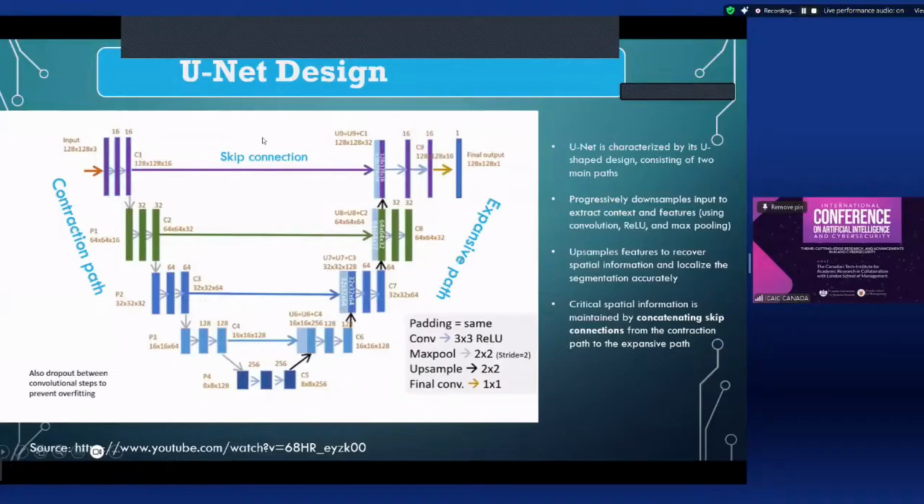The most important part in this neural network is what is known as a skip connection. It helps the network to maintain the features that it learns in the contraction part while it's on the expansive part. What that does is help the neural network to maintain the critical spatial information that it has learned here.